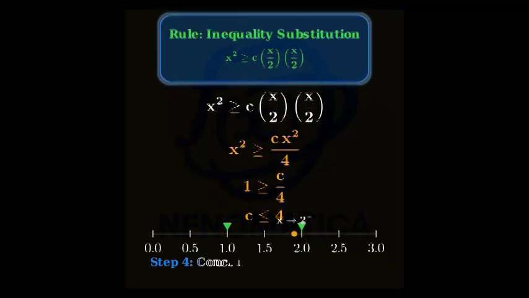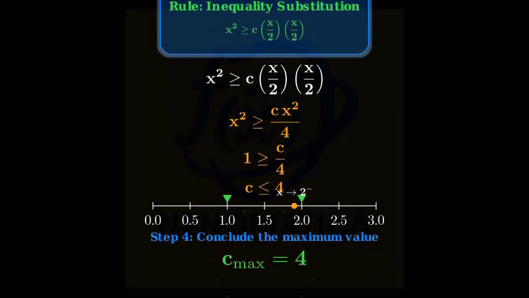Step 4. Conclude the maximum value. The largest c that works for every real x is 4. Let us highlight the result.